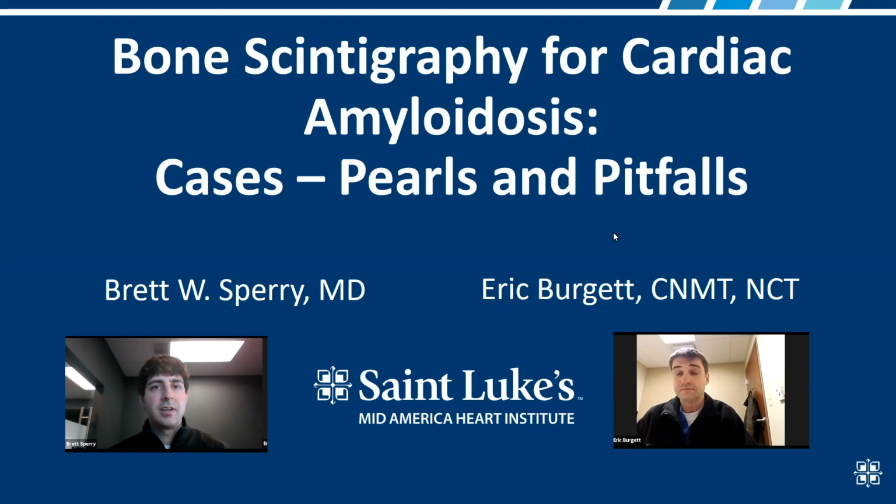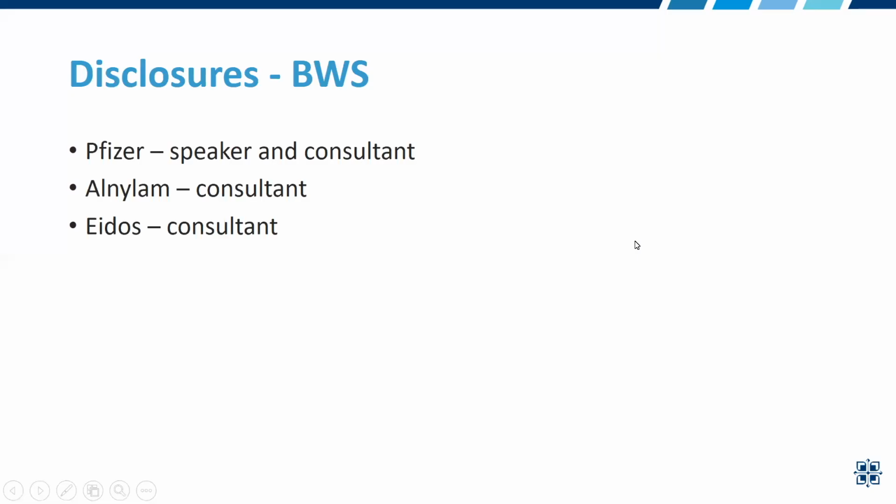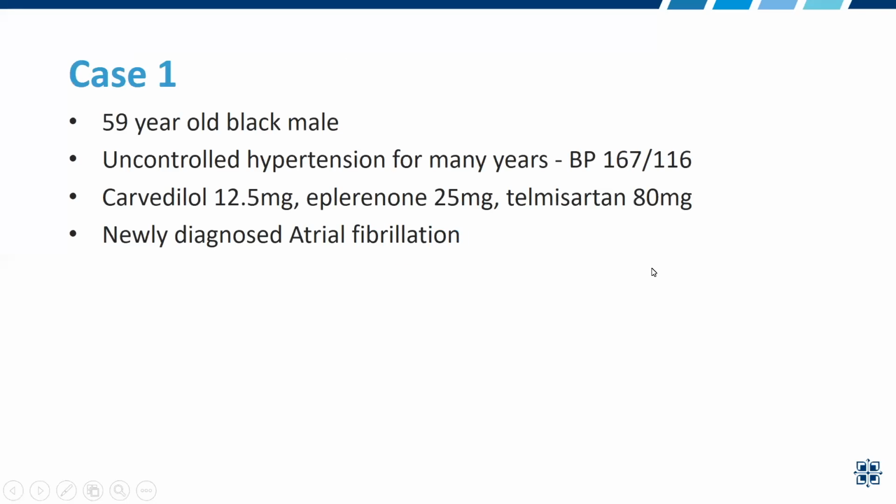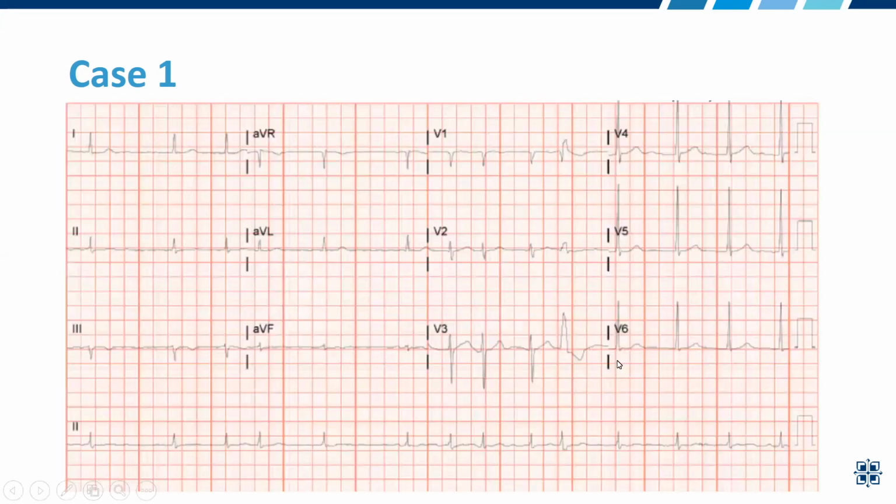All right. So I'm going to go on to the next slide here, which is just disclosures, and then into a few cases. So this first case is a 59-year-old gentleman, black male, uncontrolled hypertension for many years. His blood pressure was quite elevated here, 167/116. He was on 3 medications for high blood pressure, new diagnosis of atrial fibrillation.